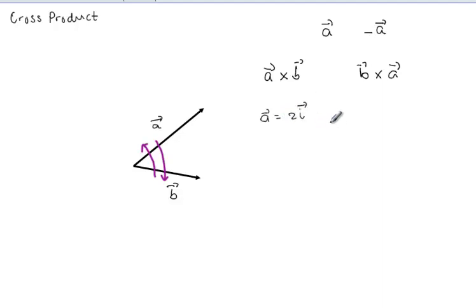Minus j and plus 4k. So what I'm saying here, I'm going to start with the computation, then later I'm going to continue and see what is the interpretation of this, and learn more about this cross product.